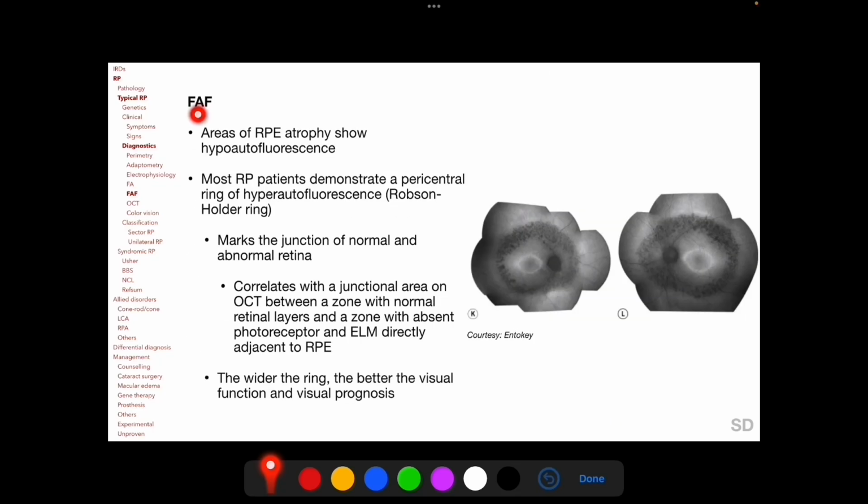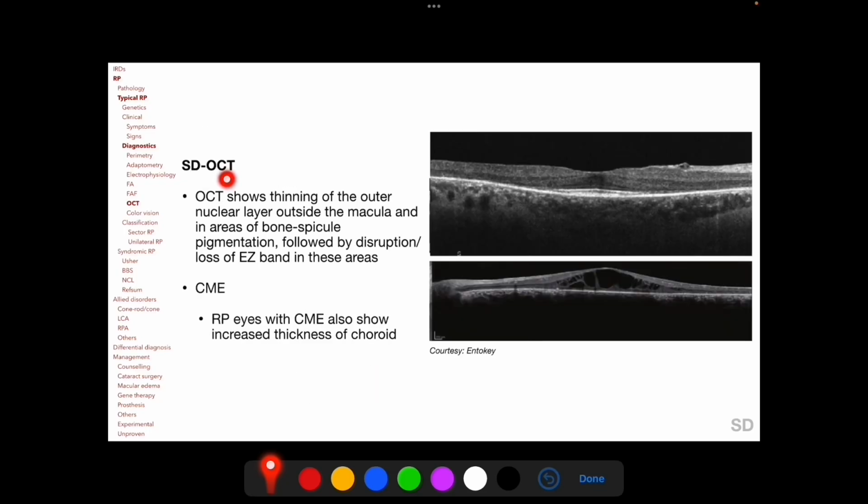On fundus autofluorescence, areas of RP atrophy show hypoautofluorescence, as seen here in this photograph, and most RP patients demonstrate a pericentral ring of hyperautofluorescence, also called the Robson-Holder ring. This pericentral ring of hyperautofluorescence marks the junction of normal and abnormal retina, and it is said that the wider this pericentral hyperautofluorescent ring, the better the visual prognosis. Optical coherence tomography in eyes with retinitis pigmentosa shows reduction in thickness or absence of the photoreceptor layer outside the central macula, where this layer is preserved.